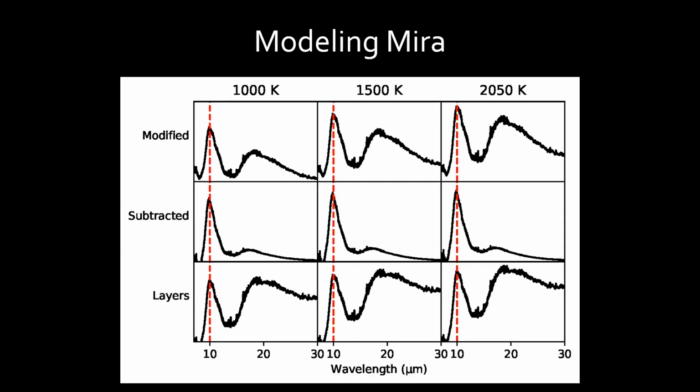Here we can see the effect of using different dust continuum elimination. This is examining the dust-only flux. Each column shows the temperature labeled at the top for the black body used for continuum removal.